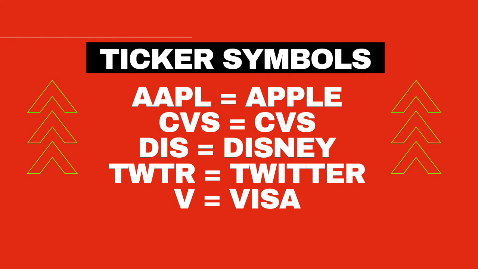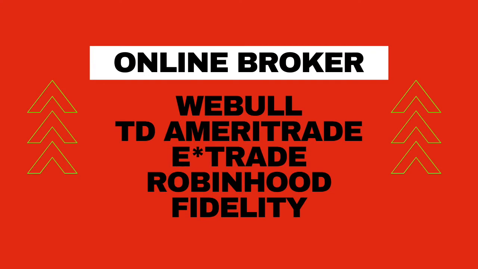So when you go into any online brokerage, such as Robinhood, for example, you're not going to search the companies by their actual name. You're going to search them by their ticker symbol.